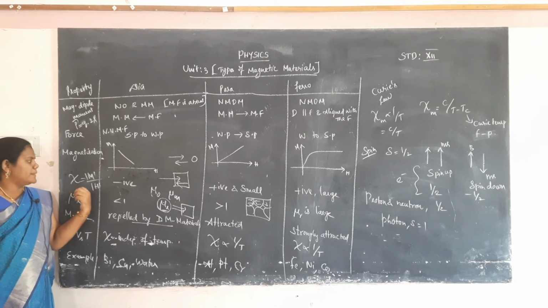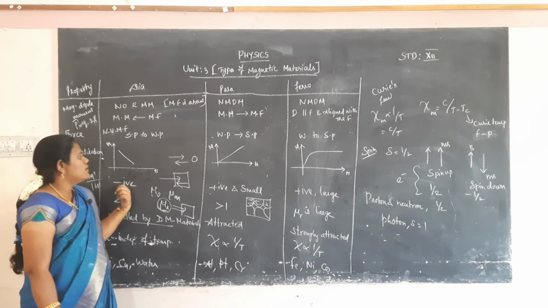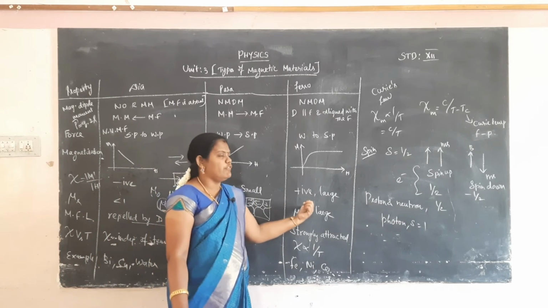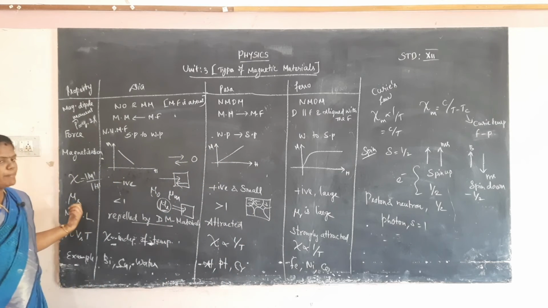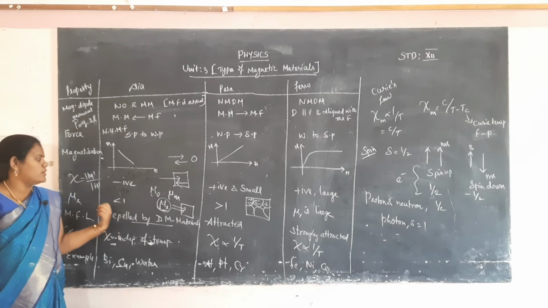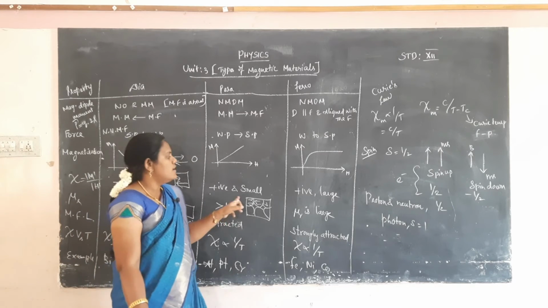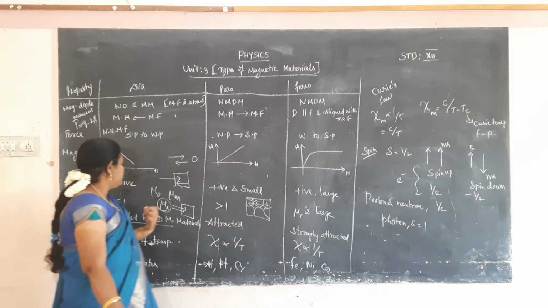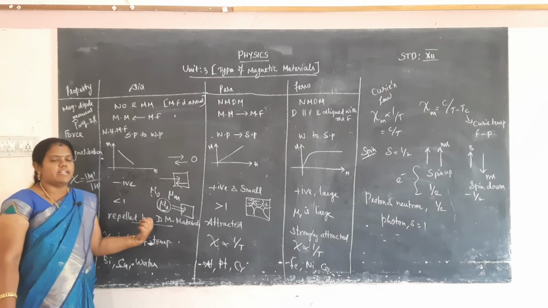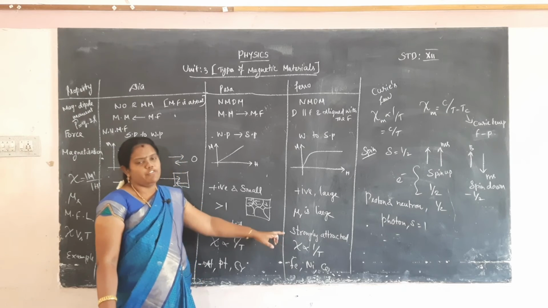And then susceptibility is the ratio of magnetization to the magnetizing field. It will be negative for dia, positive and small for para, and positive and large for ferro. Then relative permeability relates the permeability in the medium and the permeability in air. Relative permeability is less than 1 for dia, greater than 1 for para, and very large for ferro. Clear? And then magnetic field lines are repelled by diamagnetic materials, attracted by paramagnetic materials, and strongly attracted by ferromagnetic materials.